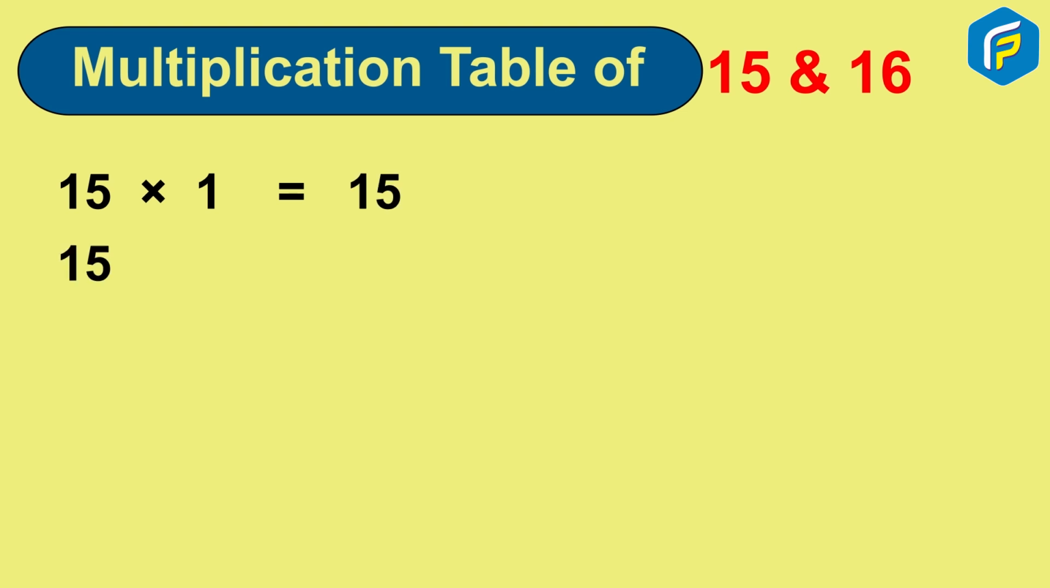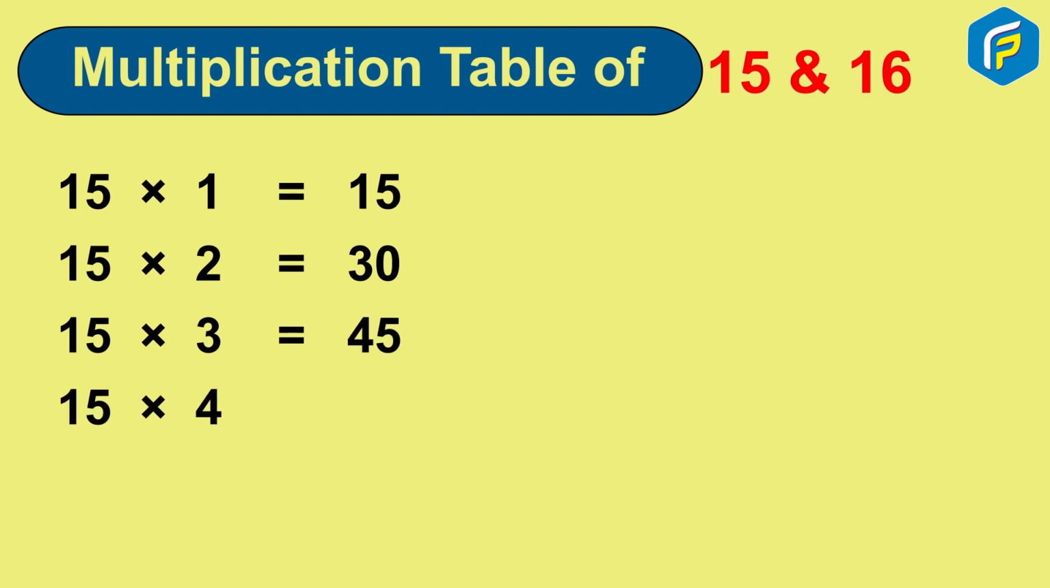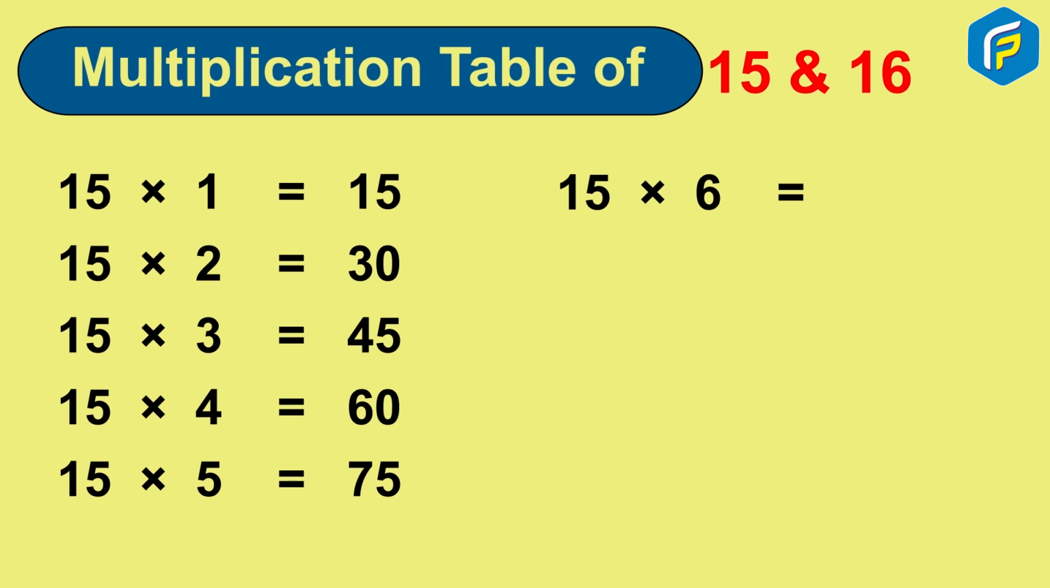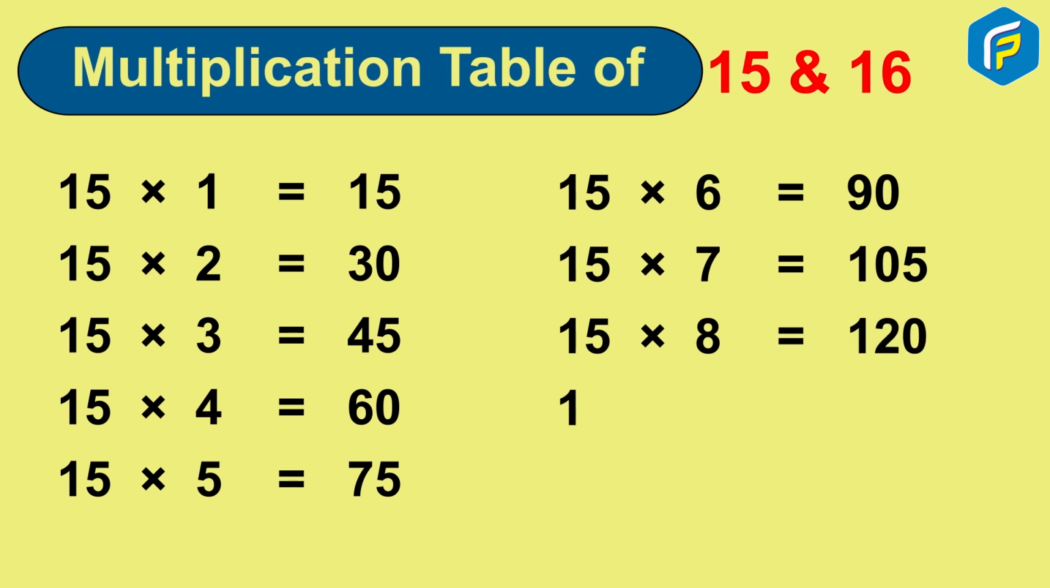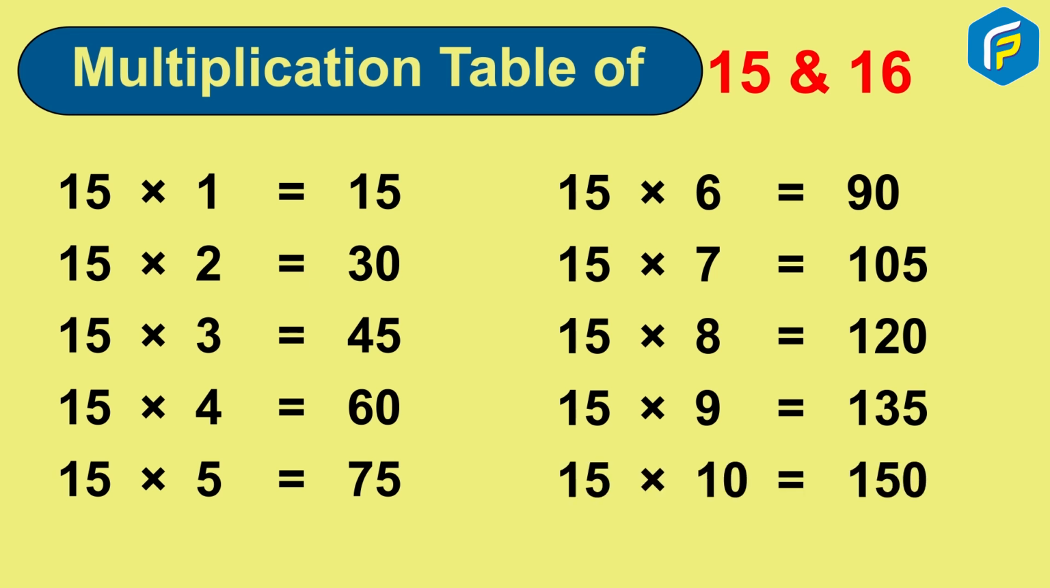Multiplication table of 15 and 16. 15 into 1 is equals to 15. 15 into 2 is equals to 30. 15 into 3 is equals to 45. 15 into 4 is equals to 60. 15 into 5 is equals to 75. 15 into 6 is equals to 90. 15 into 7 is equals to 105. 15 into 8 is equals to 120. 15 into 9 is equals to 135. 15 into 10 is equals to 150.